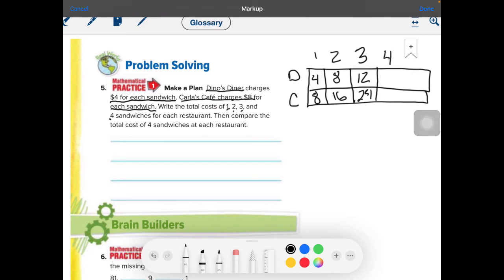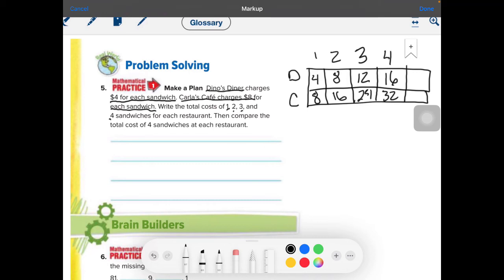Now I need to do 4 sandwiches. So 4 sandwiches at $4 each is $16. 4 sandwiches here at $8 each is $32. Okay, we're going to stop right there. So we're going to have our answer here.